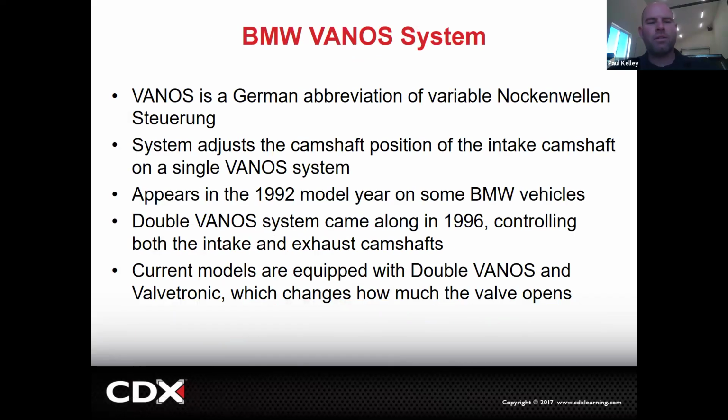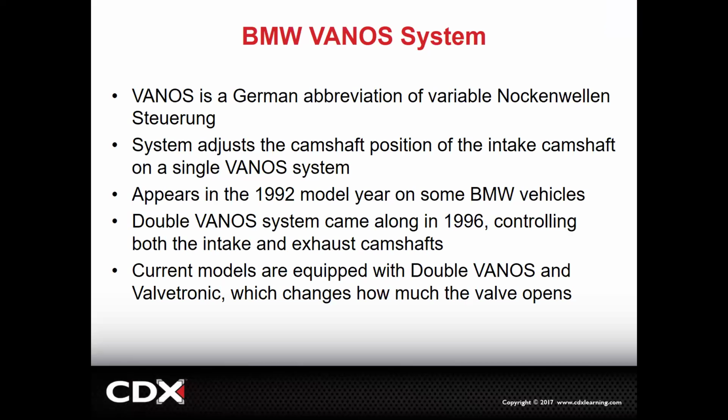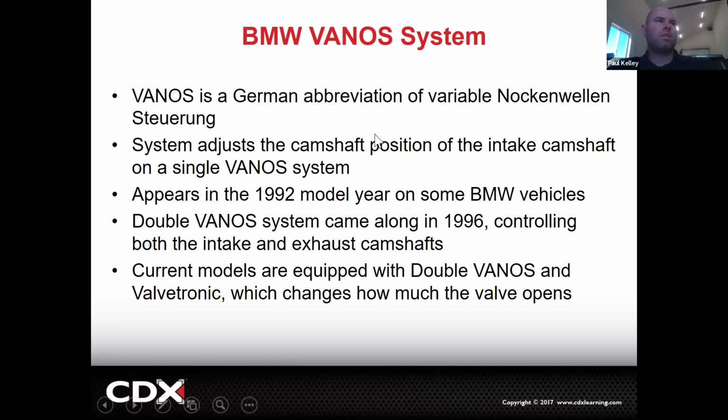Now, Beamer does VVT, but Beamer doesn't call it VVT. They call it Vanos. Vanos is a German abbreviation of a variable camshaft timing something-or-other. So Vanos has been doing it since '92. They had double Vanos, which means intake and exhaust. Toyota was actually doing just one as well, exhaust first, and then they did VVTi. That's coming up. And then basically current models have something different.